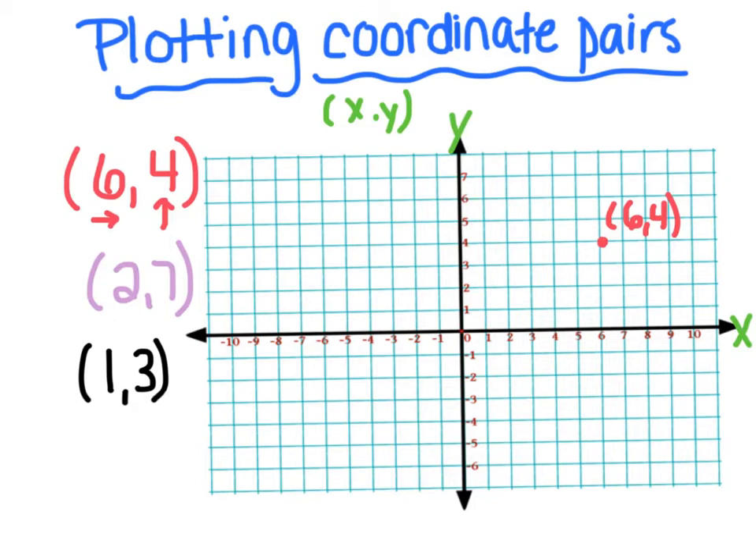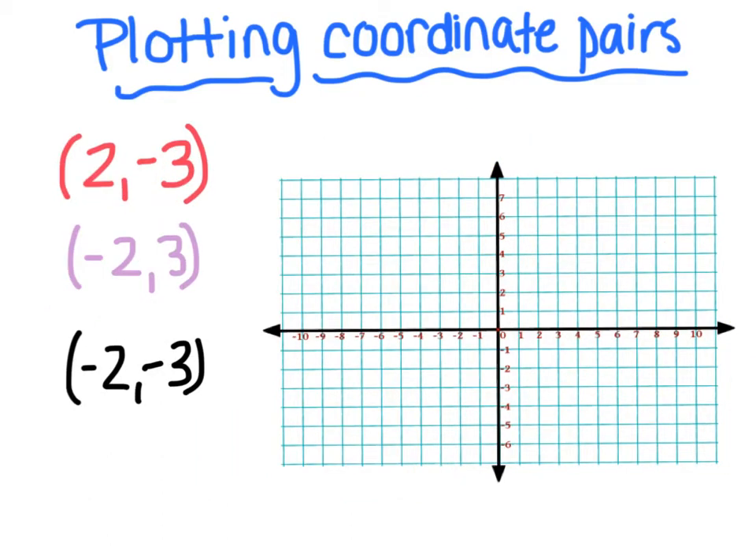I have another one here, 2, 7. That tells me I have to go 2 to the right and 7 up. When I go positive, it's always to the right, and if the y is positive, I move up. So I start at the origin and I go 2 to the right, and then I count up 7, and that's where I'm going to plot that point, which I'm going to call point B. Then point C we'll do at 1, 3, which means I move 1 to the right, and then I go up 3, and I plot my point there, and I'll label that point C. We just plotted points A, B, and C, and those are all in quadrant number 1.